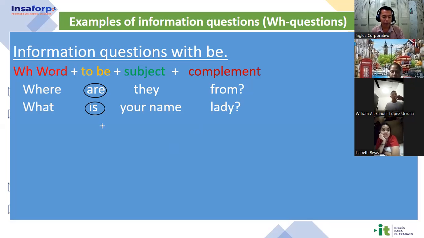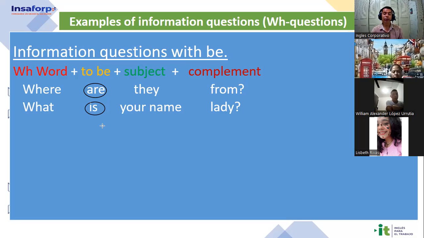Quiero recordarles que ya vimos las preguntas de sí y no. Por ejemplo, do you like pizza? Yes, I do. No, I don't. Esas ya las vimos. Pero en estas preguntas no podemos decir, where are they from? Yes, I am. No, I am not. No. Aquí tenemos que dar la información específica. ¿De dónde son? ¿Cuál es el nombre? ¿Sí? Por eso se llaman preguntas de información, porque uno tiene que dar información. En las otras preguntas solo decía usted sí o no. Do you like English? Yes. Do you like French? No. You see? Solo sí o no. ¿Ok? Good.